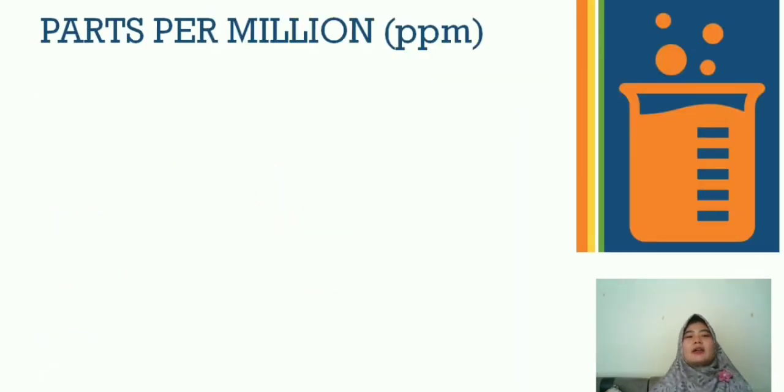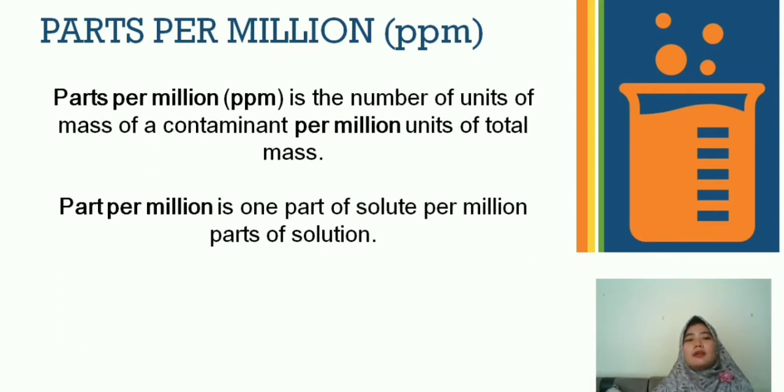Okay, the next concentration unit in chemistry is parts per million, or ppm. The definition of ppm, parts per million, is the number of units of mass of a contaminant per million units of total mass. Parts per million is one part of a solute per million parts of solution.